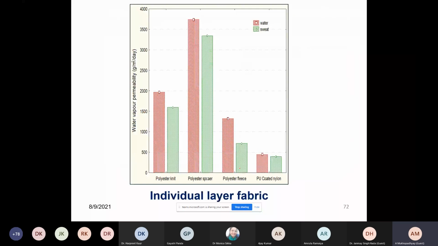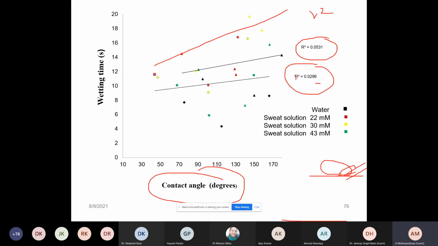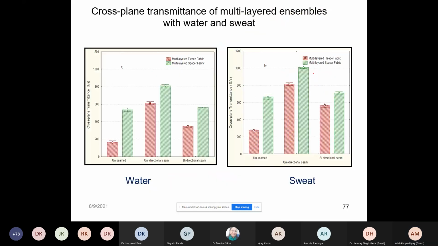So here, the degree of correlation should be small r, but somehow it is coming as capital R. If you look at the cross plane, it will be better in the unidirectional seam. Again, in the case of special fabric, cross plane is better.